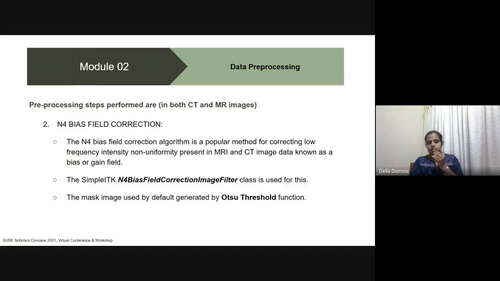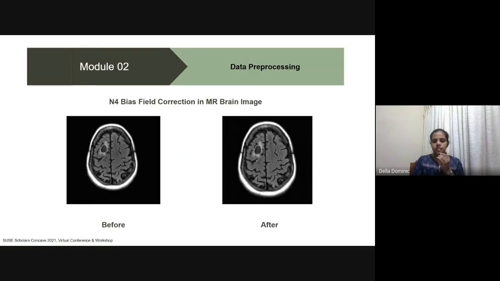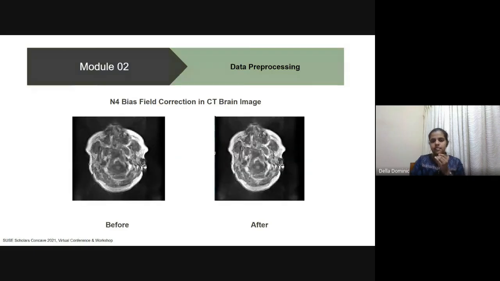The second and last pre-processing step that was used was N4 bias field correction, which is a popular method for correcting low frequency non-uniformity present in medical images, especially in the MRI modality. For that, we use the SimpleITK Python package, which provides the N4 bias field correction image filter. Here are the before and after images of N4 bias field correction in MRI brain images, and this is N4 bias field correction used in CT brain images.